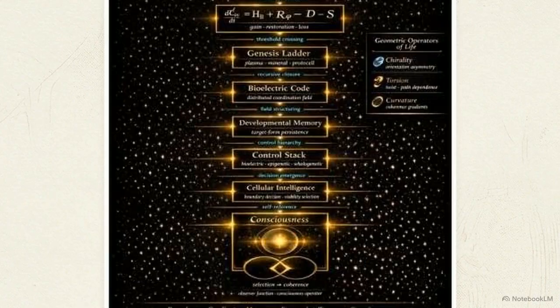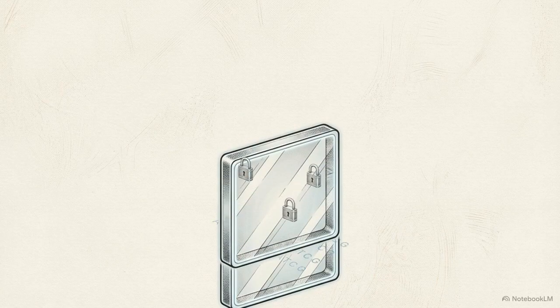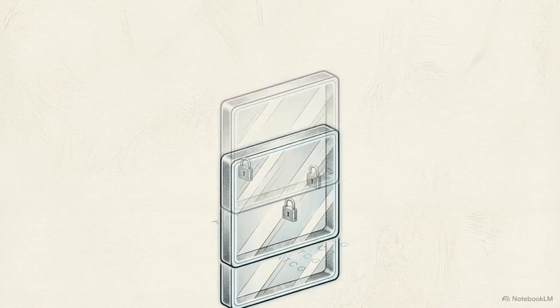To coordinate spatial form, the organism utilizes the developmental control stack. This is a nested hierarchy of regulatory processes coordinating local cellular states with whole organism constraints. The base layer is genetic possibility, providing the necessary molecular components but lacking spatial integration. Above that is the epigenetic layer, which translates and locks transient field signals into persistent cellular identities.